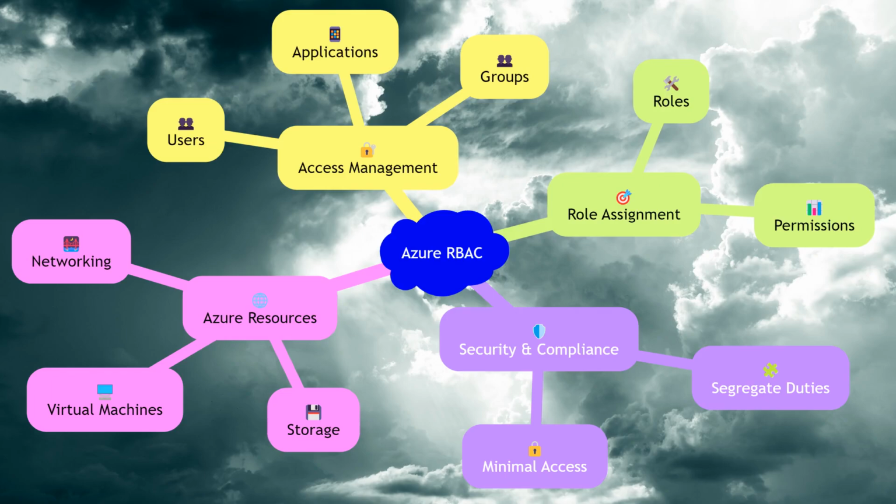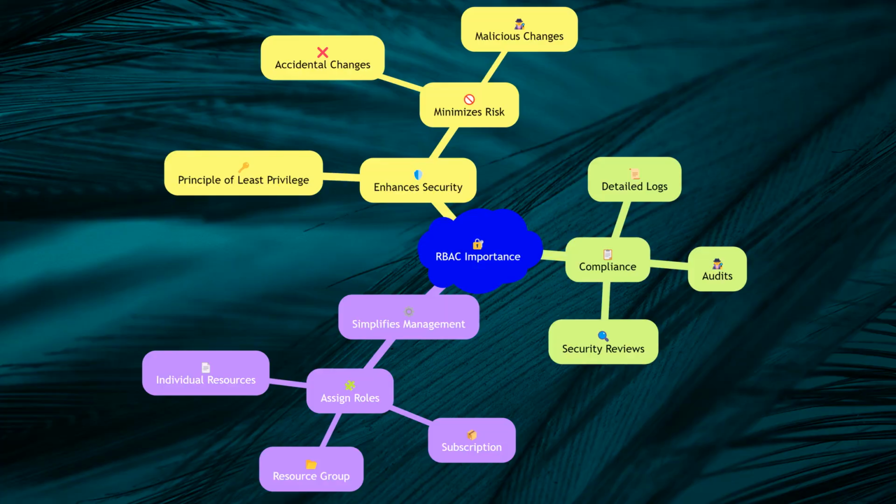Azure Role-Based Access Control, RBAC, is a system that provides fine-grained access management of Azure resources. It allows you to assign roles to users, groups, and applications, thereby controlling who has access to what resources and what they can do with those resources. RBAC is essential for maintaining security and compliance in your Azure environment. By using RBAC, you can segregate duties within your team and grant only the amount of access necessary for users to perform their jobs. RBAC is crucial for several reasons.